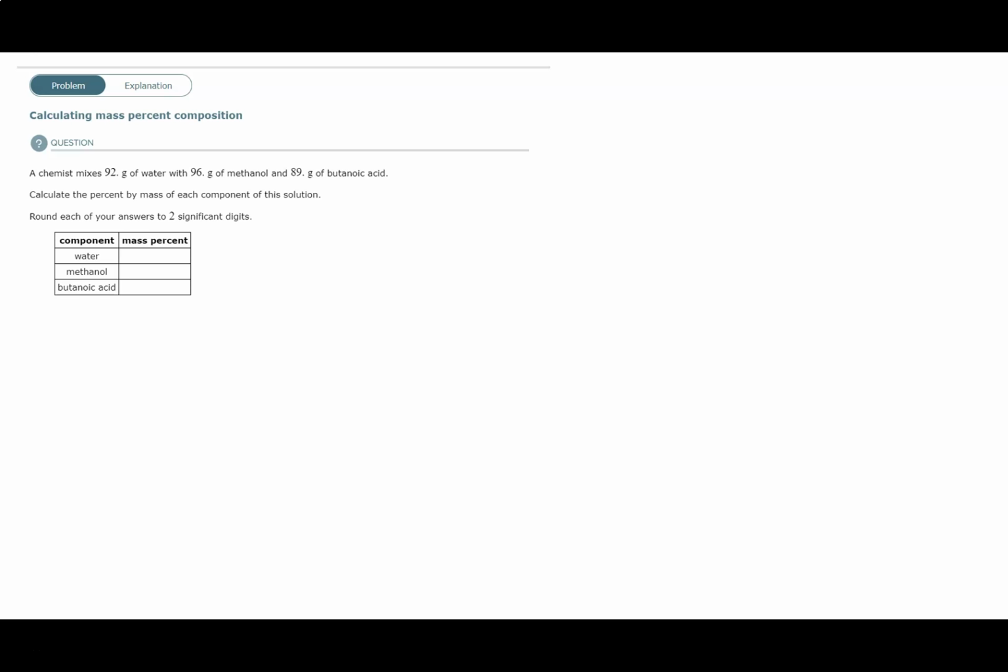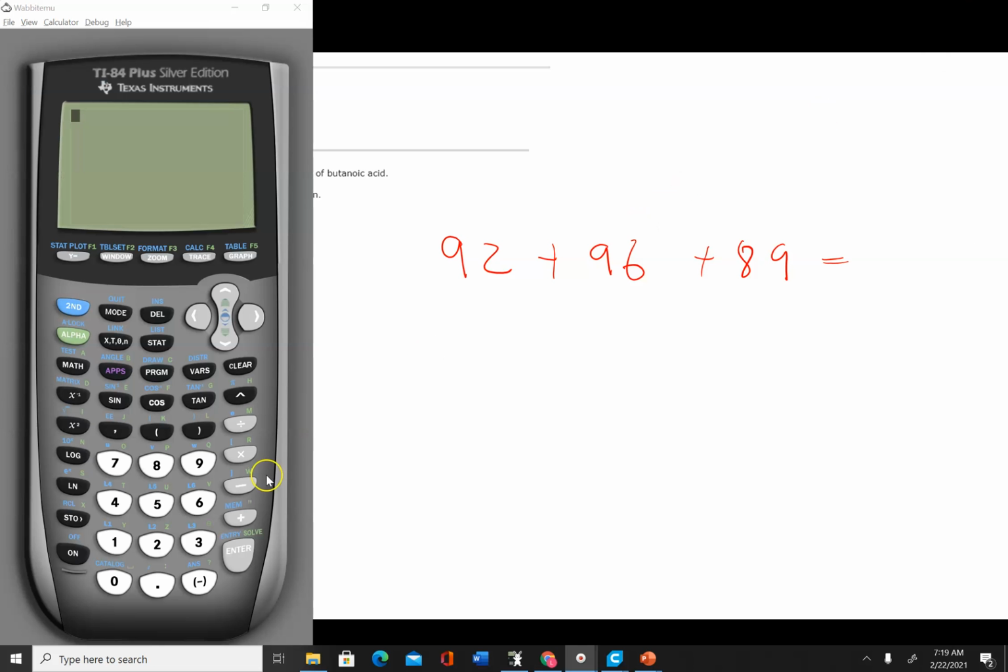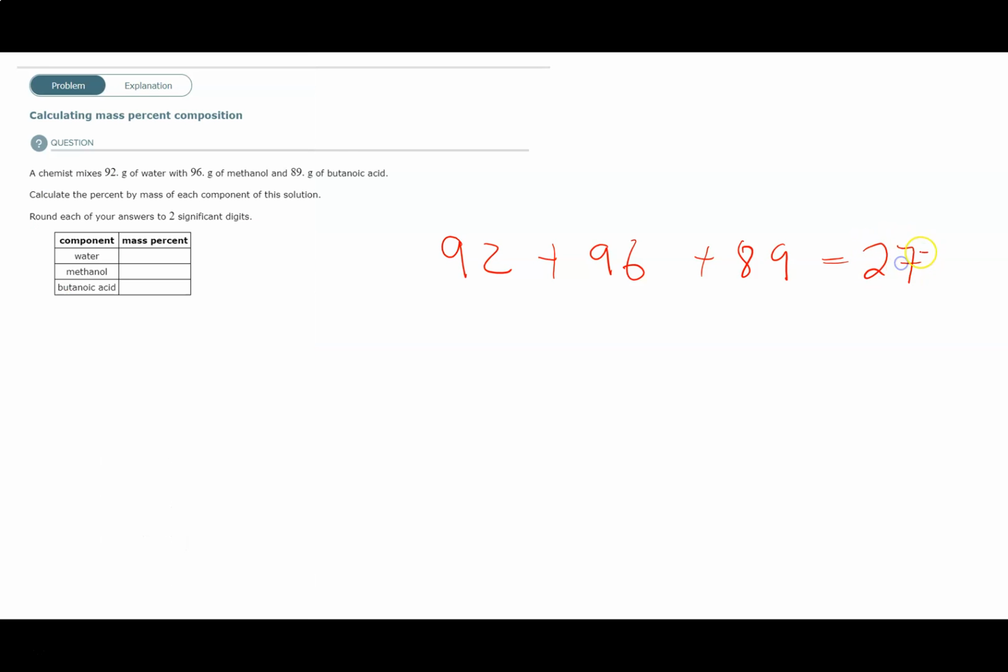All right. So it says calculate the percent by mass of each component of the total. So what we're going to need is to calculate the total number of parts. So I'm going to do 92 plus 96 plus 89, and that's going to give me the total grams. So now we're just going to add these guys together. 92 plus 96 plus 89. Boom. 277 grams, and that's my total.